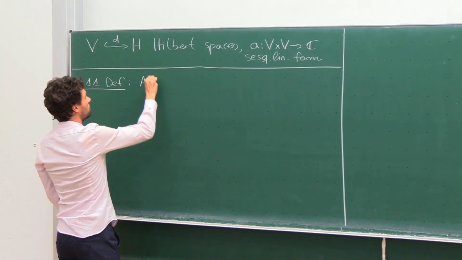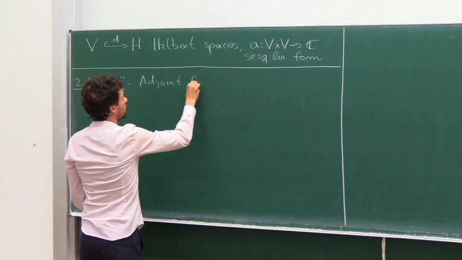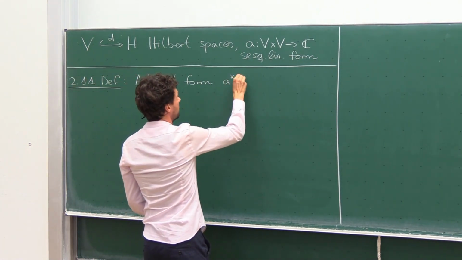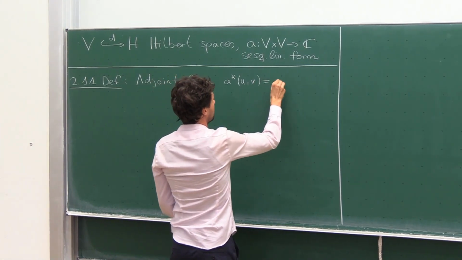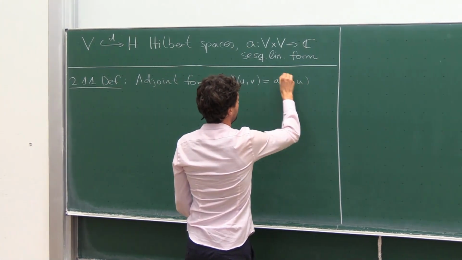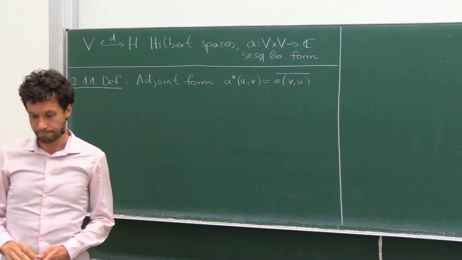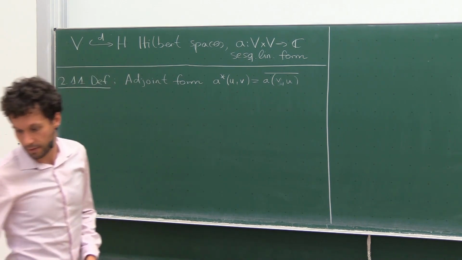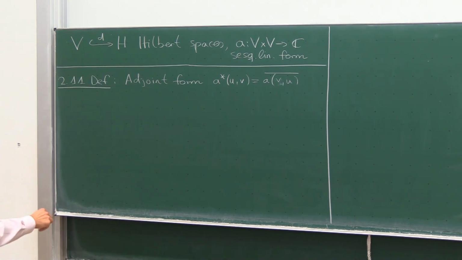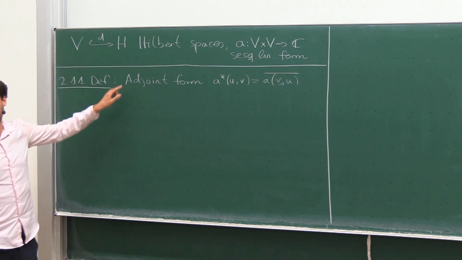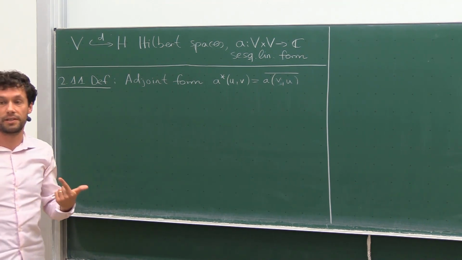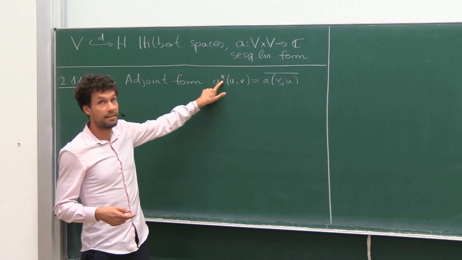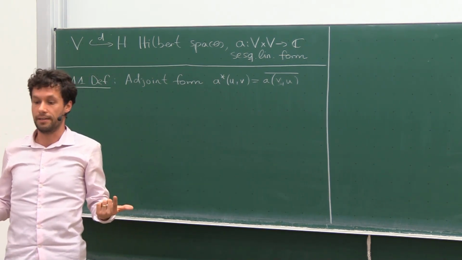So this is about the adjoint form. The adjoint form of A is denoted by A star, and A star of UV is going to be the same as A VU bar. Is that what I want to do? I guess so. Okay, so what is that good for? First observation is a sesquilinear form can be symmetric, and symmetry of the sesquilinear form precisely means that this adjoint form is the same as the initial form A.